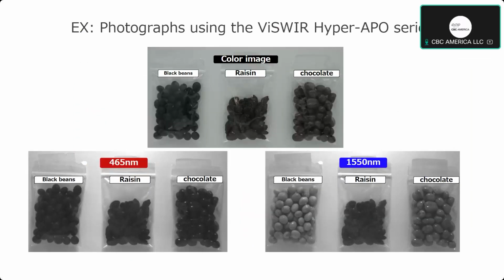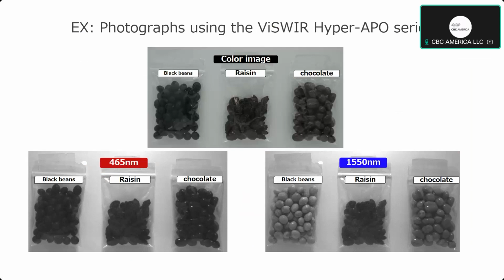So now let's introduce some of the advantages of correcting that axial chromatic aberration and magnification chromatic aberration over a wide band from 1400 nanometers to 1700 nanometers. The images above are of black beans, raisins, and chocolate, from the left, photographed with the color camera. Since all of the subjects are dark in nature, you can see the differences between them if you look closely, but the images are very difficult to distinguish.